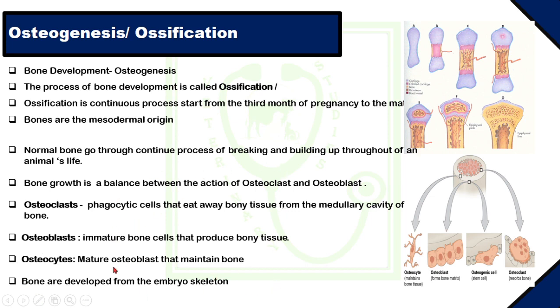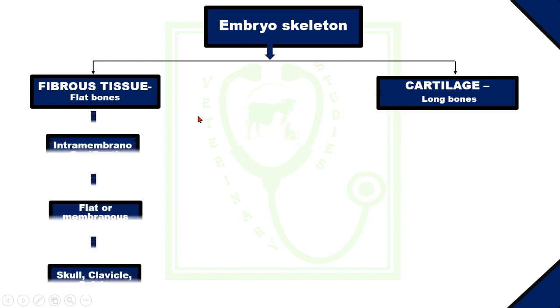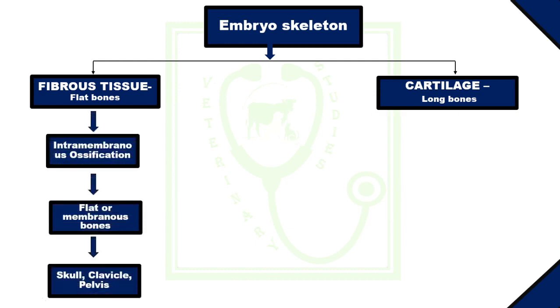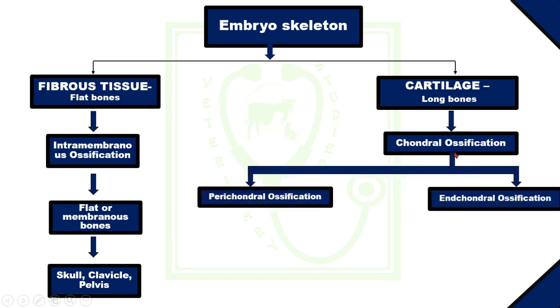Bones are developed from the embryo skeleton. The embryo skeleton includes fibrous tissue and cartilages. Fibrous tissue develops flat bones or membranous bones by the process of intramembranous ossification. Flat bones include bones of the skull, clavicle, and pelvis, whereas from cartilage, long bones are developed by the process of chondral ossification. Chondral ossification includes perichondral ossification and endochondral ossification.